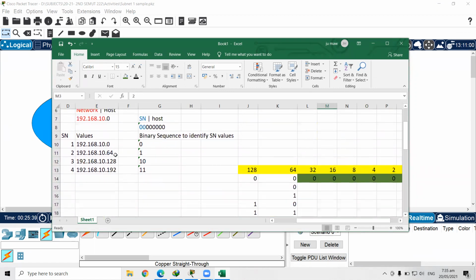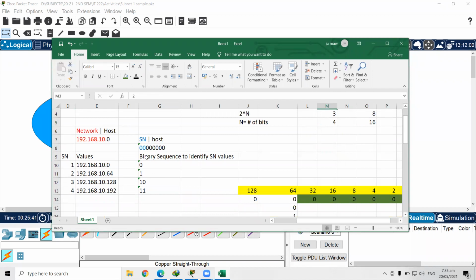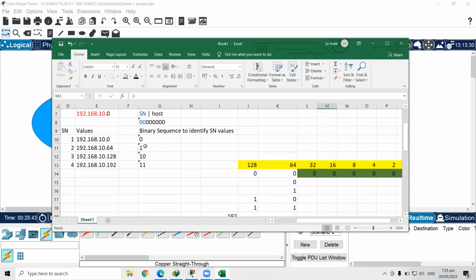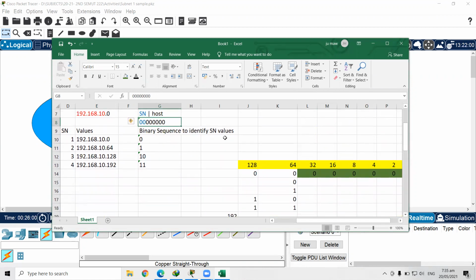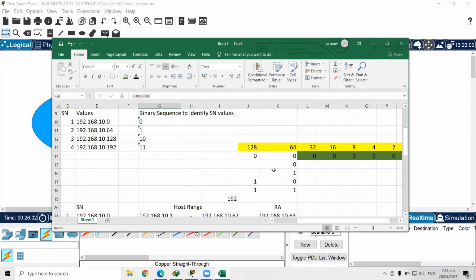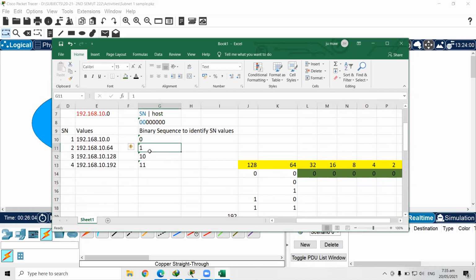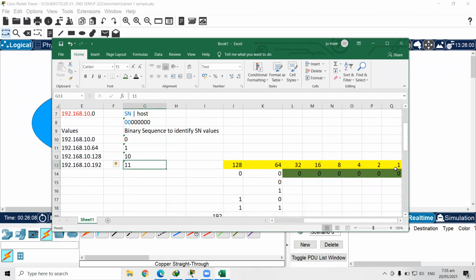So, i-convert natin yung network natin na binigay into portions. So, we have the network, the host portion. Okay. So, yung host portion, i-convert mo ito into binary, 8 binary or 16 or 24, depende sa host portion na naiwan. Okay. So, binary sequence to identify the values. Ito yung binary sequence niya, 0, 1, 0, 1, 0, 1. Ano yung values niya? So, balikan mo yung table.